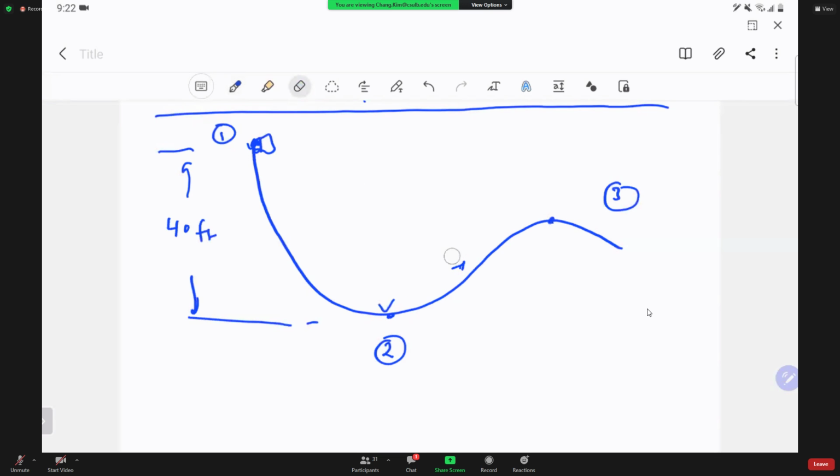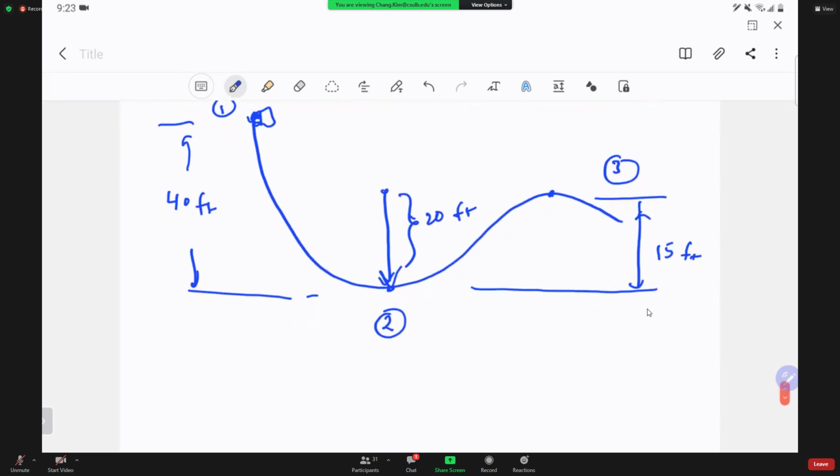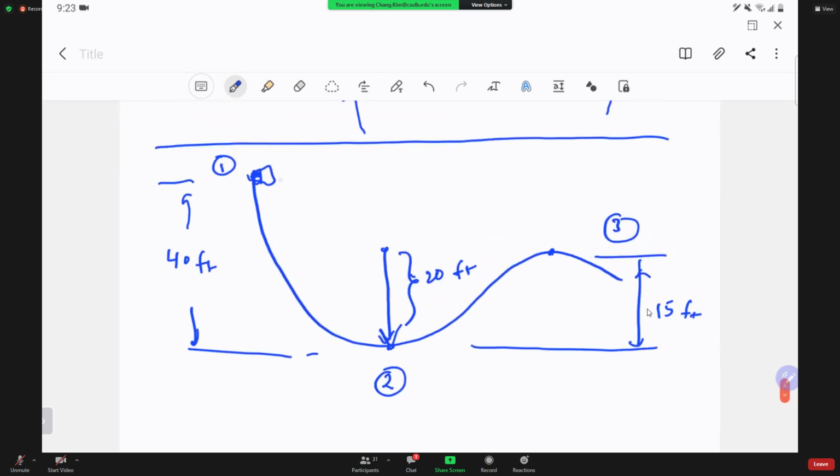Let me put it this way. That looks like a half, so that's going to be about 20 foot. And this one, maybe I need to drop it down a little bit, but it's not drawn to scale. Right? So that's going to be 15 foot. Okay, so let's go take a look. The weight of this cart is 2,000 pounds.